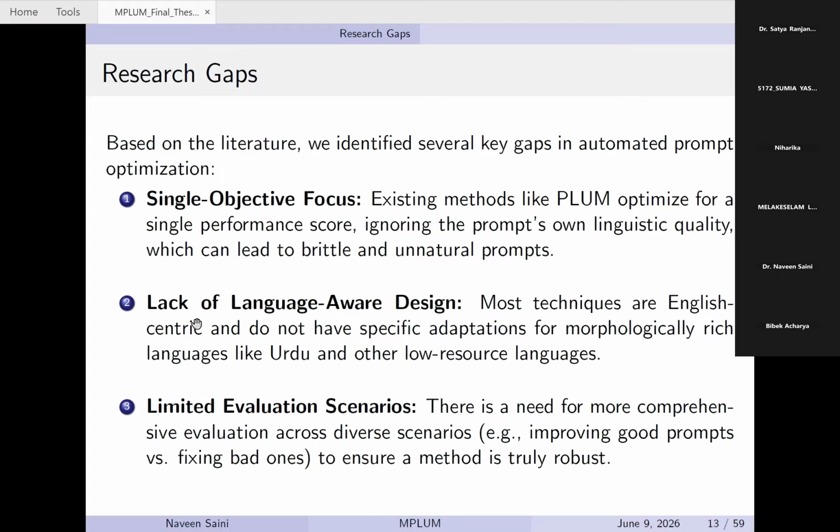The second thing was lack of language-aware design. The PLUM framework was tested only on the English language. It does not adapt to morphologically rich languages like Urdu and other low-resource languages. And the last one was the limited evaluation scenario. How will we ensure that whatever prompt is achieved after the optimization is good in quality? Either human feedback is needed or some automatic measure.